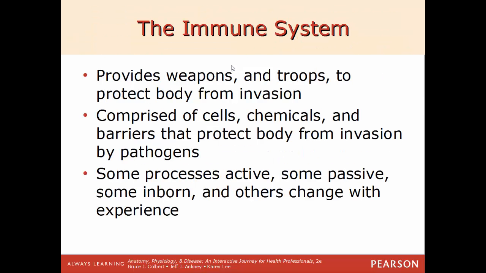All right, now move on to the immune system. These will provide weapons and troops to protect the body from invasion. So it is comprised of a variety of cells and chemicals and barriers that protect the body from invasion by pathogens. A pathogen can't make you sick unless it's able to get inside your body. Now, some processes are very active, some processes are passive, some are ones you are born with, and some you develop through change over time.